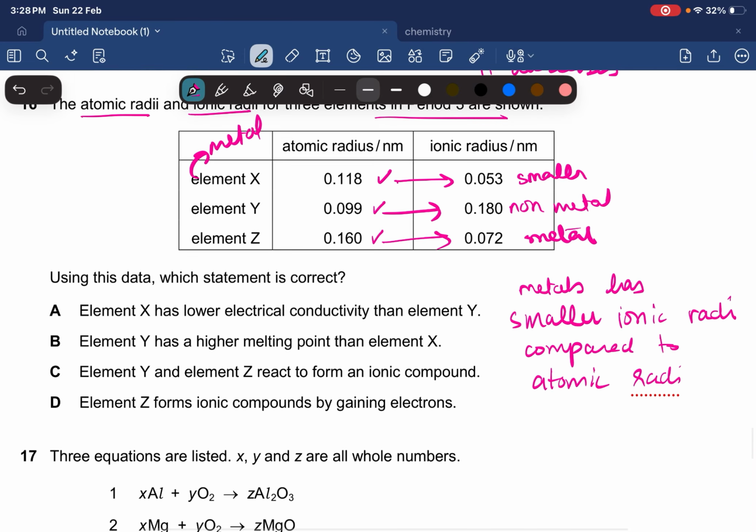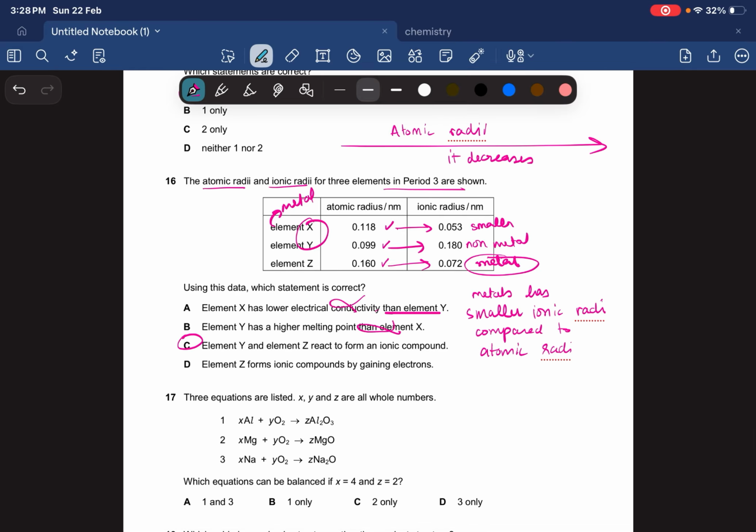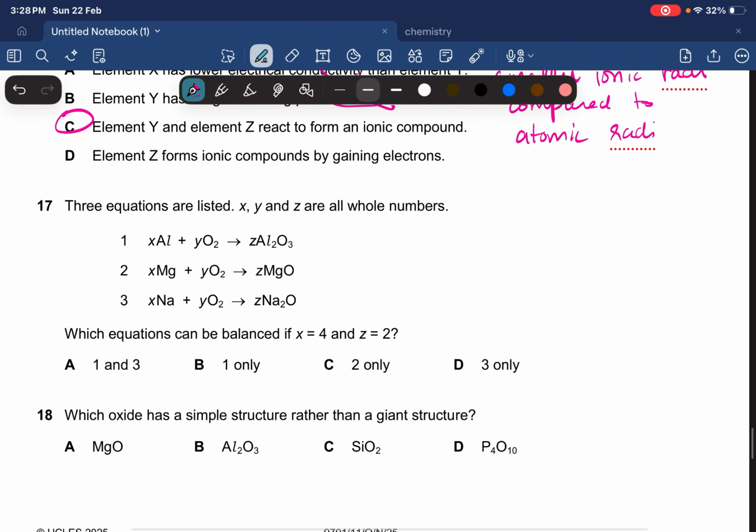Element X has lower electrical conductivity than element Y. Element X is a metal, so it's going to have higher electrical conductivity. Element Y has a higher melting point than element X. Element Y is a non-metal, and non-metals have lower melting points. Element Y and element Z react to form an ionic compound. Y and Z, non-metal and metal, are going to react and form ionic compounds. So I'm going to go with option C. Element Z forms an ionic compound by gaining electrons. Element Z is a metal, and metals form ionic compounds by losing electrons. So you just have to figure out the metals and non-metals. That's all the trick in the question.